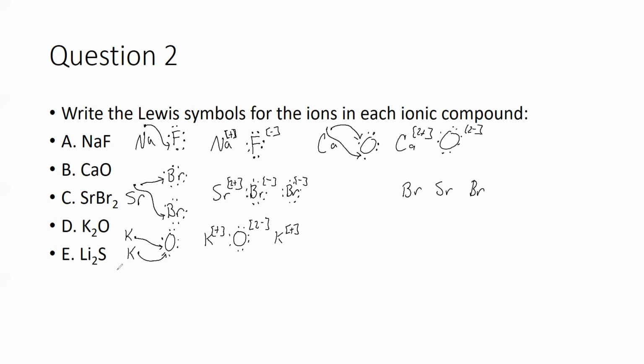Then we have lithium sulfide. It's the same idea as in D, where we have 2 lithiums, each with 1 electron. Sulfur has 6 electrons. And so 1 here, 1 here. So lithium plus, sulfur 2 minus, then lithium plus. And those are our Lewis symbols for ionic compounds. Now we can actually understand why things become +1, +2, -1, -2. It all has to do with wanting that full octet. Any questions about this idea?